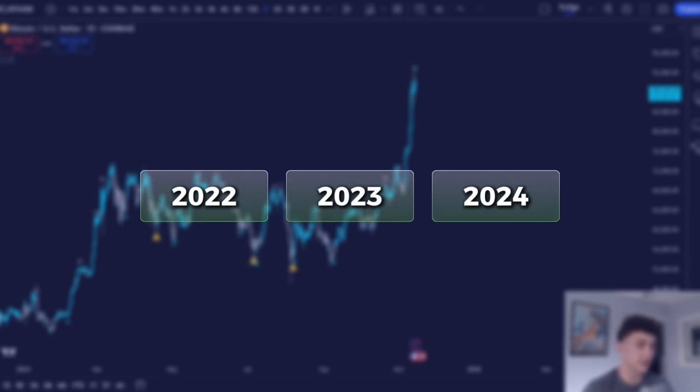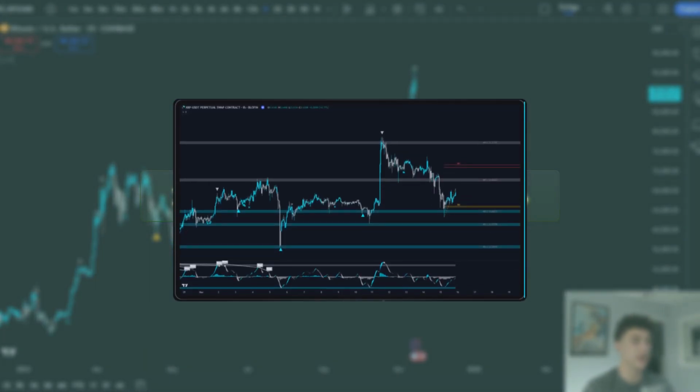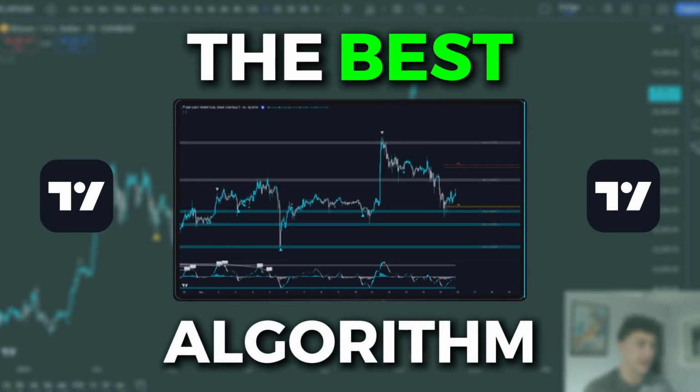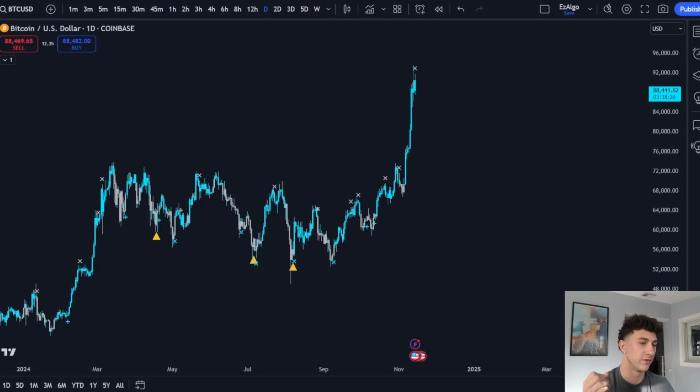Over the past 3 years, I've been developing what I believe to be the best TradingView algorithm, indicator, whatever you want to call it, that is out there. Now, this is the result of years and years of testing, reiteration, finding what works, working with multiple different coding teams to try to make the most accurate TradingView algorithm.